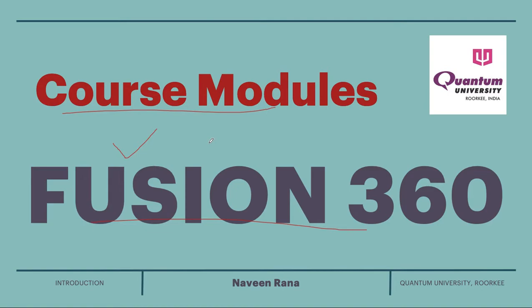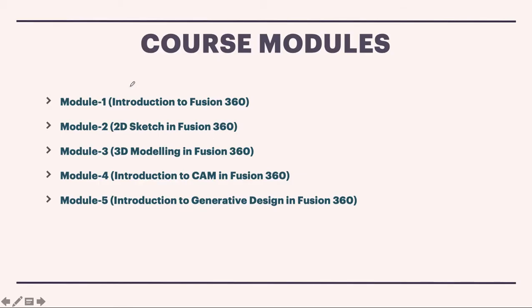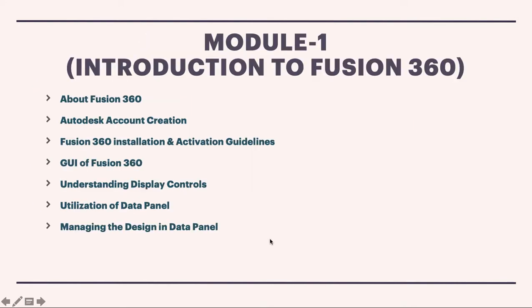So let's proceed further. In total, in this course, there will be 5 modules as illustrated on your screen. Module 1 will be related to Introduction to Fusion 360. Module 2 will be related to 2D sketching in Fusion 360. Module 3 will be regarding 3D modeling in Fusion 360. In Module 4 we will learn about the CAM part, and in module 5 we are going to learn about the introductory part of the generative design in Fusion 360. So let's understand these 5 modules in detail.